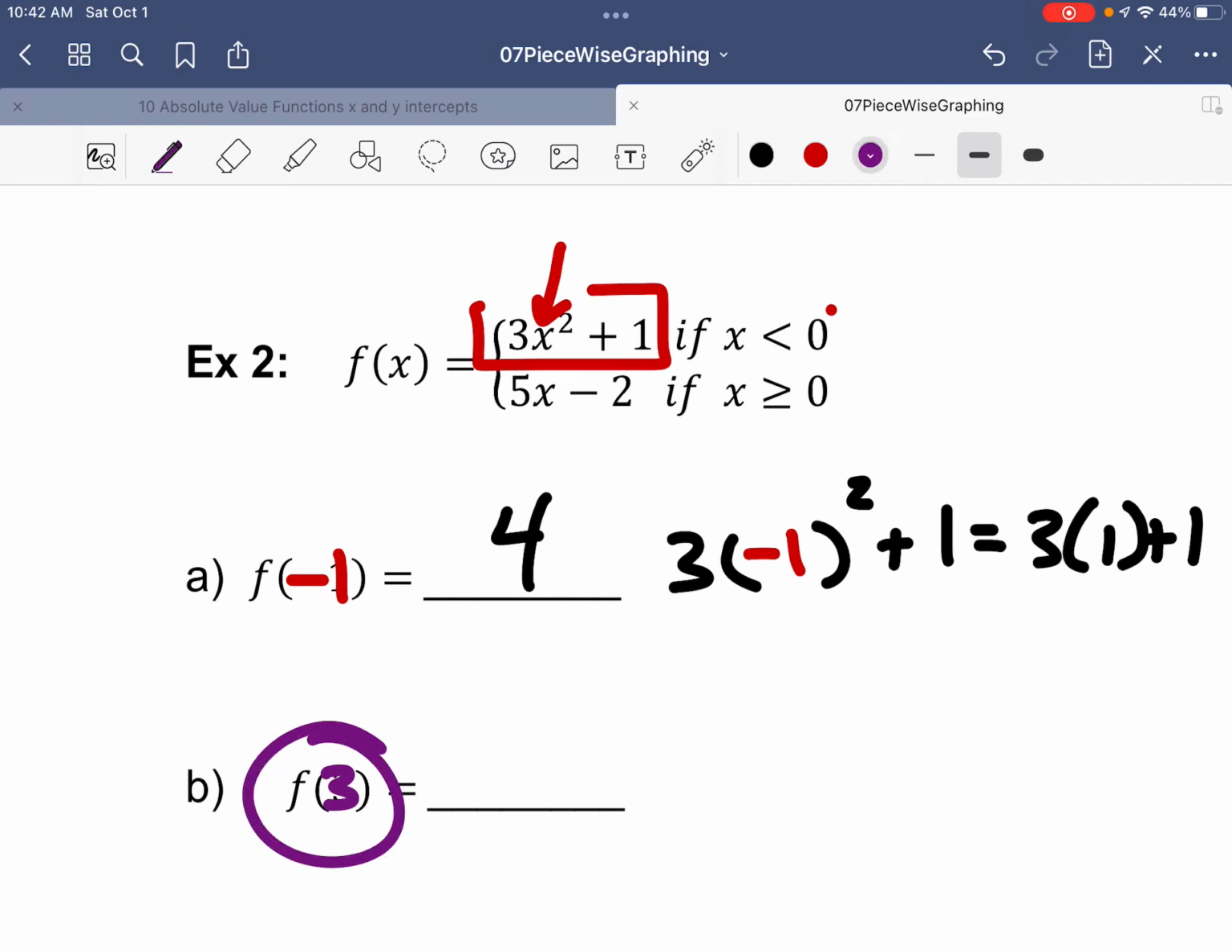What type of number is 3? It's a number greater than 0. But that means I'm going to be plugging into the 5x minus 2 piece.